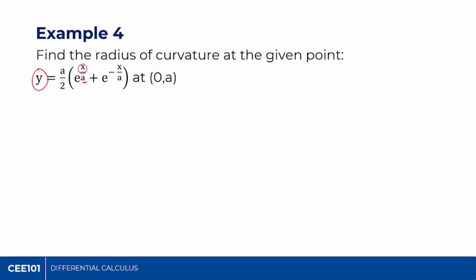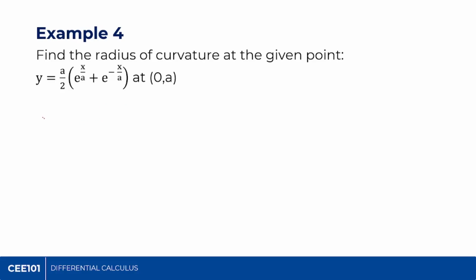Guys, that a is a constant value, but it has no value here. So expect that for the radius of curvature, we will be obtaining an answer that may have an a variable. But that a is not a variable but a constant, okay?